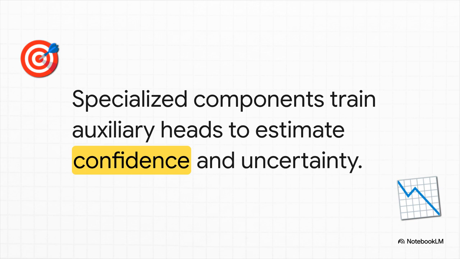Now, this is where it gets really wild. The creators didn't just want an AI that spits out answers. They wanted an AI that actually knows when it might be wrong. So they built in auxiliary heads. These are specialized components trained to let the AI essentially grade its own homework. It learned to estimate its own confidence and uncertainty, generating vital metrics known as pLDDT and PAE. And trust me, these are absolutely essential if you're going to use these models.